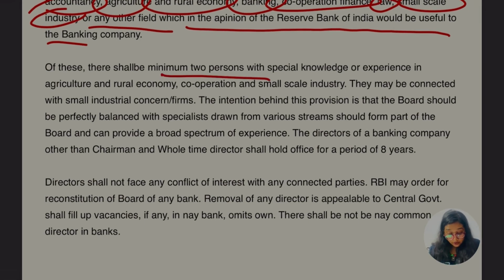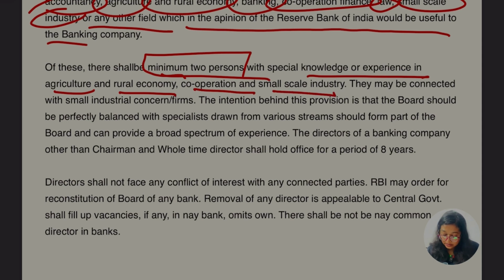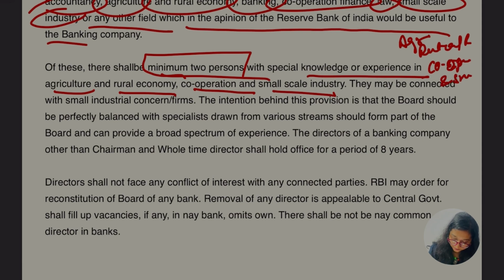Of these there shall be a minimum of two, I mean they should have the special knowledge or experience related to agriculture and rural economy, cooperation and small sector industry. Okay, so at least two should have the knowledge related to agriculture, rural economy, cooperation and small industry. They may be connected with a small industrial concern or firm.